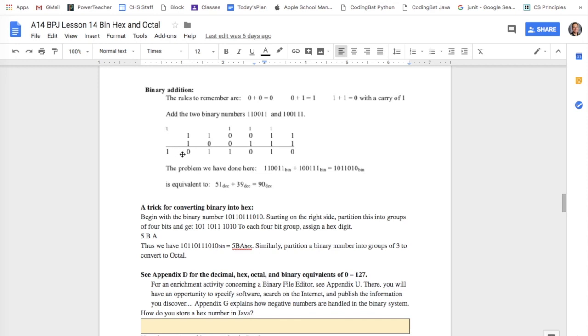So if we add these two numbers together, you get 1 0 1 1 0 1 0. This first one was the number 51. The second was the number 39. If you add those together, you get 90. And if you convert this number, you would also get 90. So that works out. Let me know if you'd like to see some more examples of that.